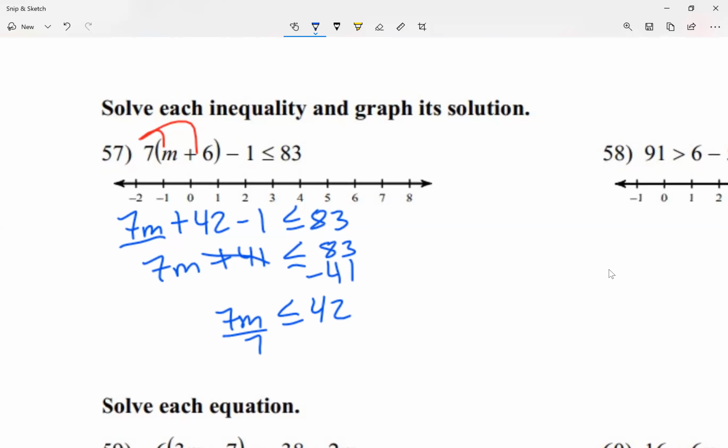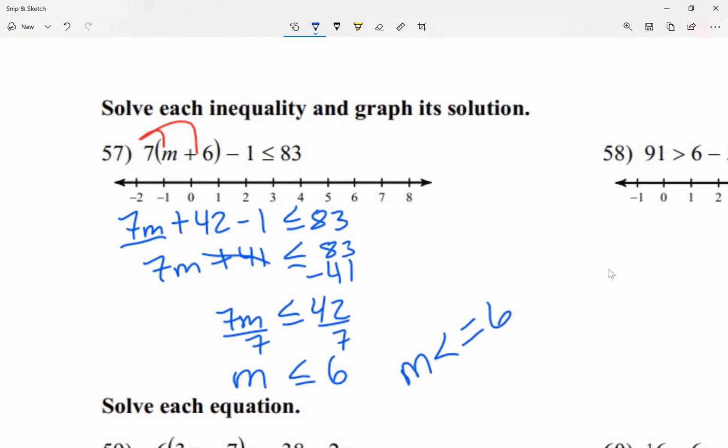Now let me divide by 7. So there's my inequality sign. When you divide by a negative, it flips. Here we're dividing by a positive, so it does not flip. 42 divided by 7 is 6. So m is less than or equal to 6. That's the way you're going to type this in Canvas.